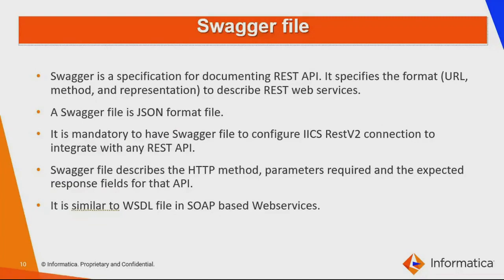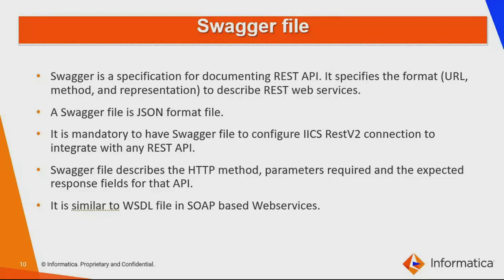Swagger file. As I mentioned earlier, when we are creating a REST V2 connector in IICS, it is mandatory to provide a Swagger file. If your web service endpoint provides the Swagger file, you can place the Swagger file provided by your endpoint in the secure agent server and provide the path of the Swagger file in the REST V2 connection. However, if the Swagger is not provided by the web service endpoint, then you can make use of the IICS Swagger utility to create the Swagger file.